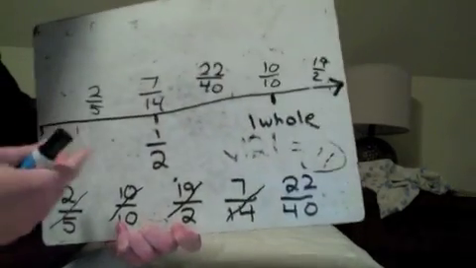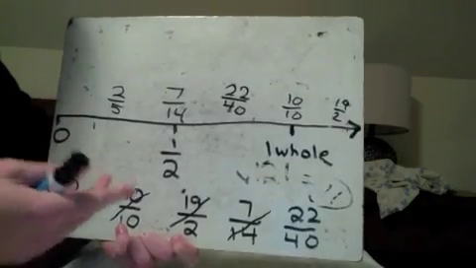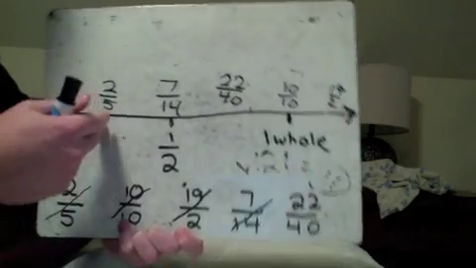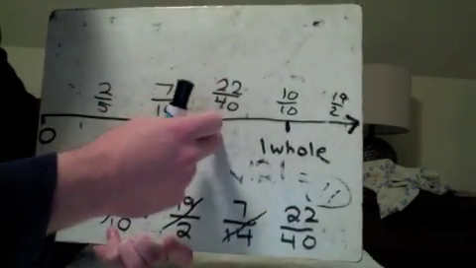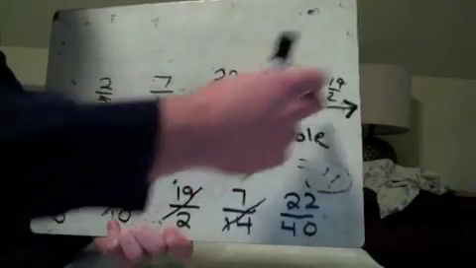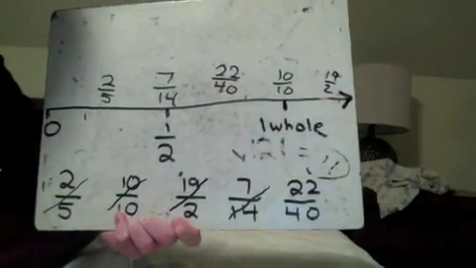Now I can kind of see the order of what these can go in by benchmarking. 2/5 would be my smallest, then 7/14, then 22/40, 10/10, 19/2.